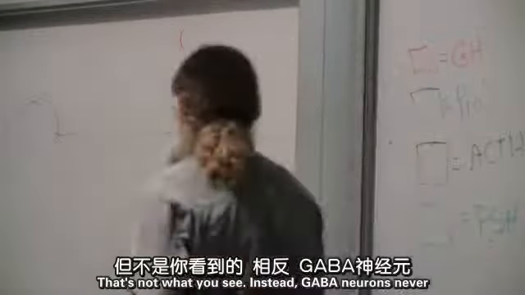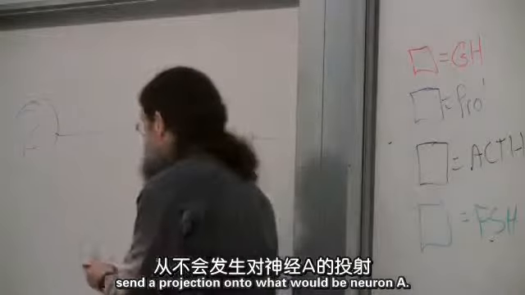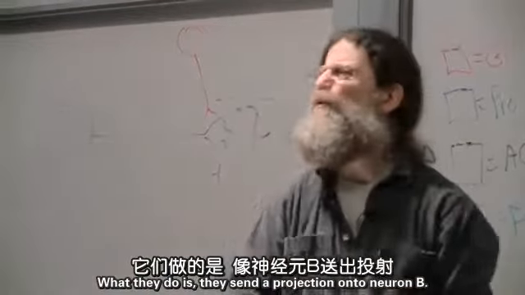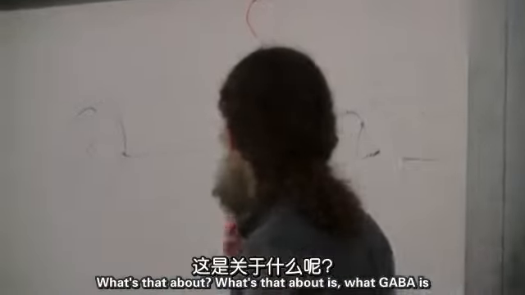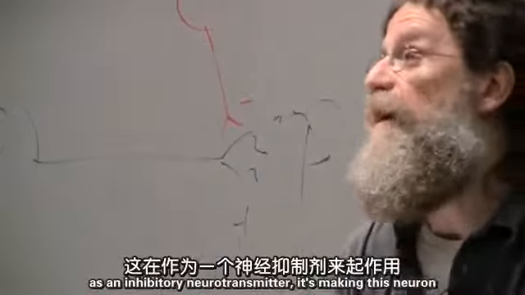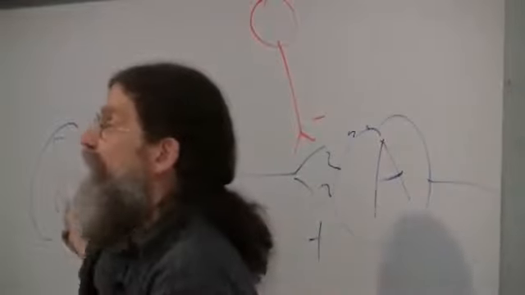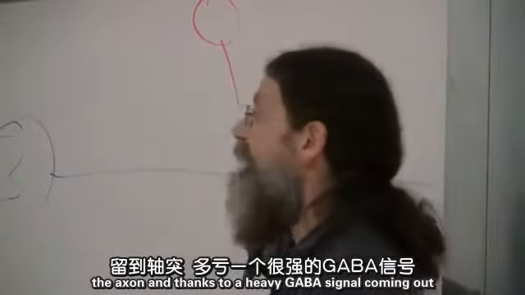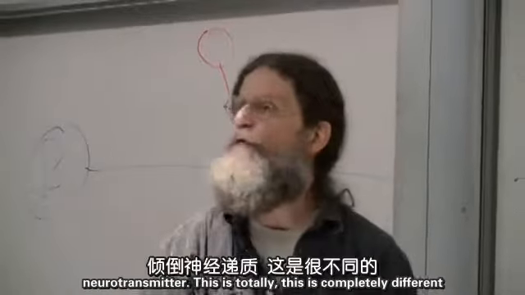That's not what you see. Instead, GABA neurons never send a projection onto what would be neuron A. What they do is they send a projection onto neuron B. What's that about? What GABA is doing is making this neuron less excitable. It's working as an inhibitory neurotransmitter. It's making this neuron less excitable. What's happening here? This neuron has just started an action potential that's coming down the axon. And thanks to a heavy GABA signal coming out, it silences it. It never gets to the end and dumps the neurotransmitter.